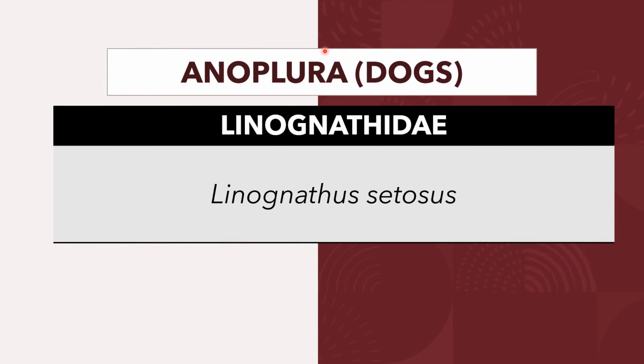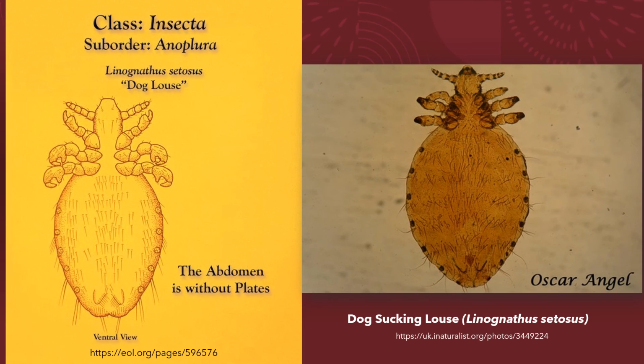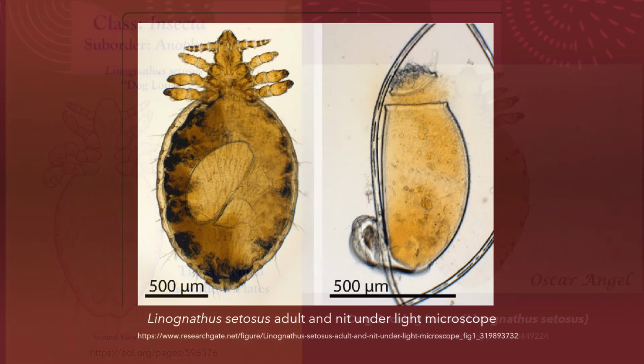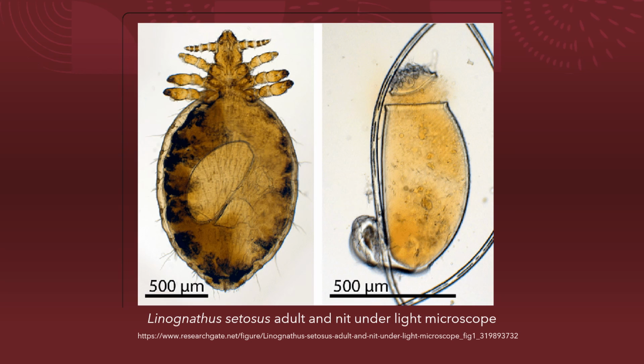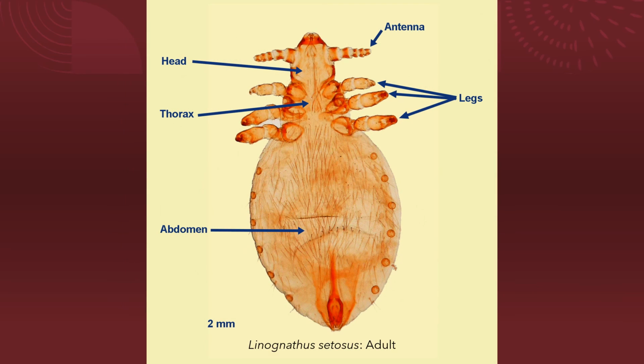Dogs are infested by the sucking lice of the Linognathidae family, and that is known as the Linognathus setosus. This diagram represents the Linognathus setosus, which is also known as the dog sucking louse. We also have here Linognathus setosus under a light microscope. So the one on the left is the adult, and the one on the right is the nit or the egg of the Linognathus setosus. This is another diagram of the adult Linognathus setosus, showing the different anatomical parts of the lice, the head, the thorax, and the abdomen.